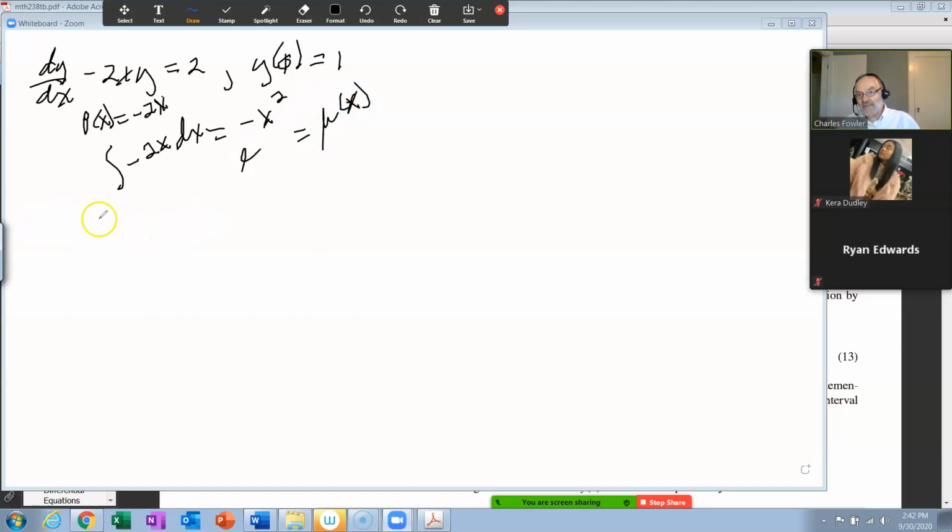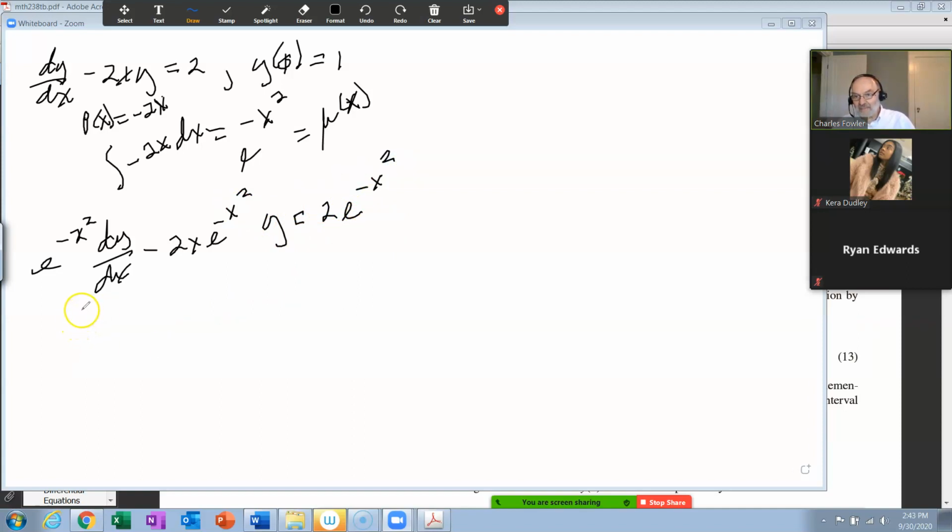Okay, so we multiply that by each term. So that would be e to the minus x squared dy dx minus 2x e to the minus x squared y is equal to 2 e to the minus x squared. Okay, multiplied it by each term. Now this should be, and I believe will be, a perfect derivative of d by dx of your integrating factor e to the minus x squared times your y.